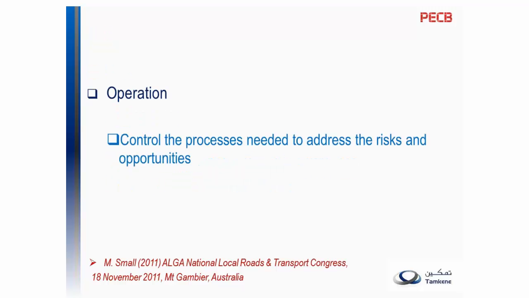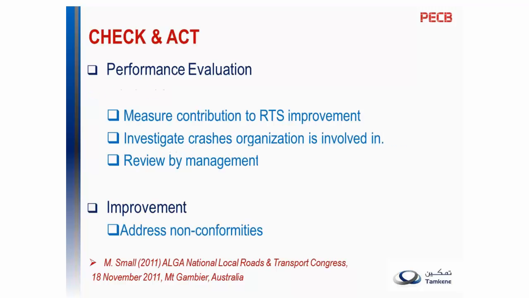So these are the basic aspects of implementing road traffic safety in terms of support. In operation, all the processes needed to address the risks and opportunities. So these are in addition to the do part. From the check, of course, we need to evaluate the performance of our company. So that would mean what are the aspects that need improvement, especially if there's an accident, the accident should be investigated.